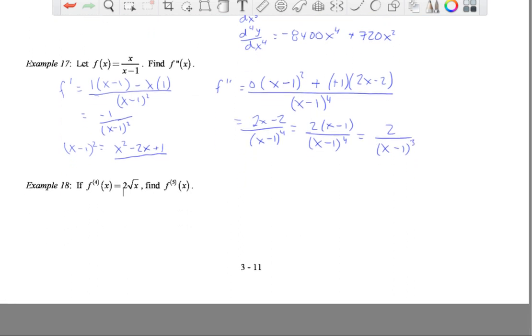All right, one last problem here. We're given the 4th derivative equals 2 root x. So I want to rewrite that right now so I can see that a little better. 2 times x to the 1/2, and we're asked to find the 5th derivative. Well, the 5th is just one more derivative from there, so we can just write the 5th derivative is the derivative of this. 2 times 1/2 would just be 1 times x, and then 1/2 minus 1 gives us negative 1/2. Or you could write it as 1 over root x.